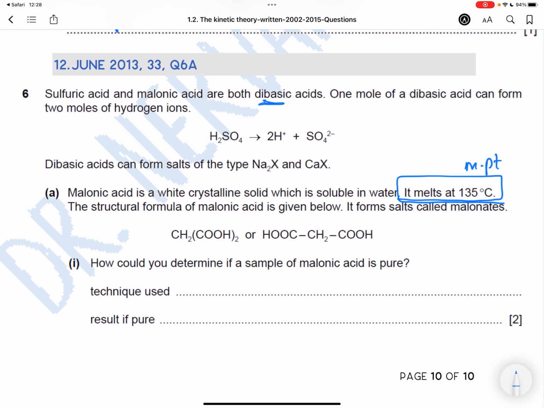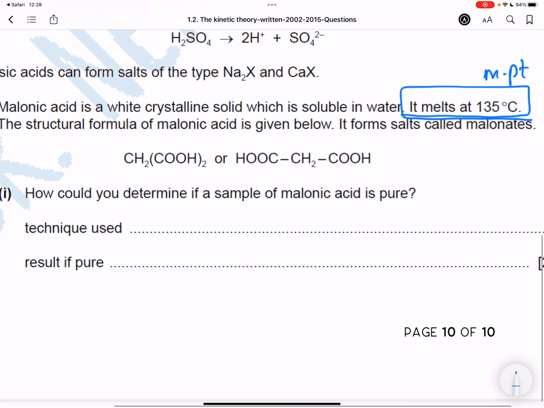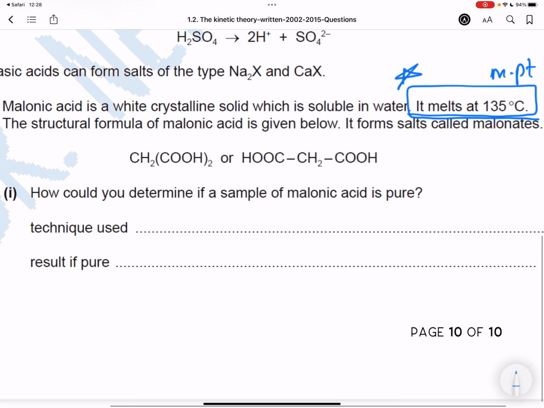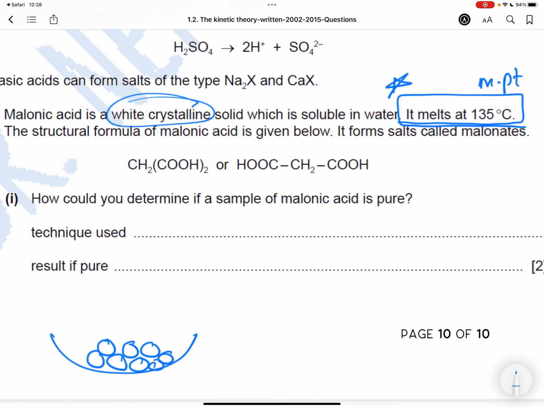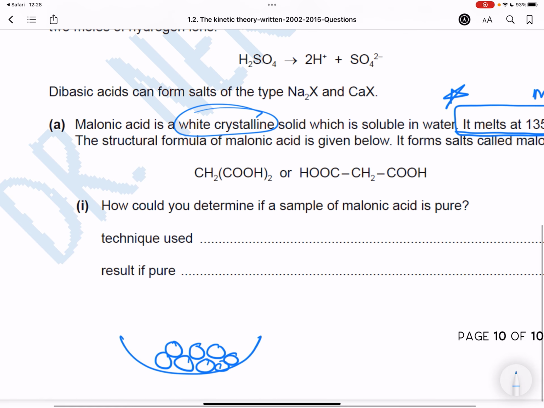How could you determine if a sample of malonic acid is pure? So you have this piece of information from Google, from the internet, from books. And someone gave you a sample of this white crystalline substance. That's all you can see here. And this person said, oh, this thing is malonic acid. And you're like, well, I want to confirm that it's malonic acid. How can you make sure? How can you determine that this person was honest and this thing is really malonic acid?